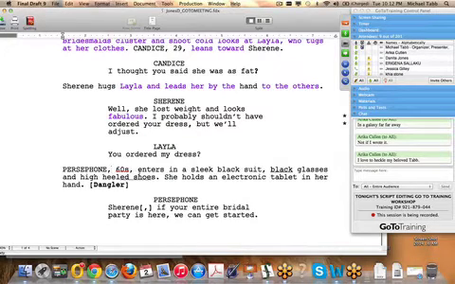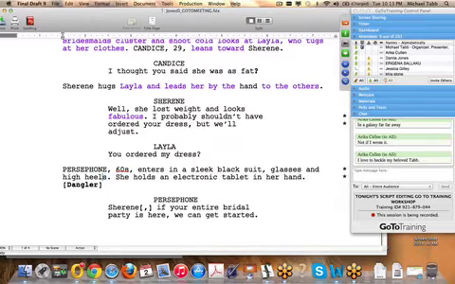Persephone, 60s, enters in a sleek black suit. I don't think it's a black suit, glasses, and high heels, right? It's all going to be black. So you don't need black next to two of them. Suit and high heels, you don't need shoes. When somebody says high heels, they're not going to think slippers. They're not going to think gloves. They're going to know it's shoes. And that'll save you another line.